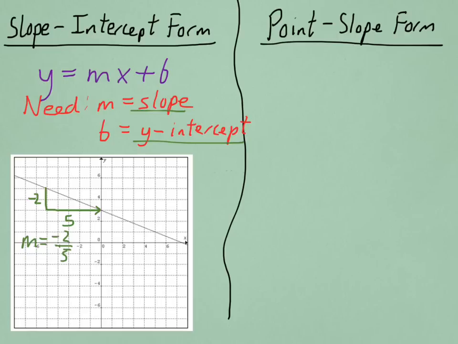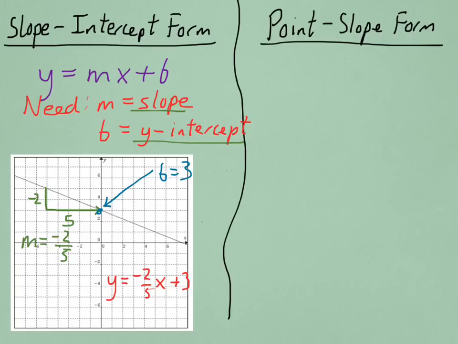The y-intercept is where the line crosses the y-axis. That's this point right here. So that would be 3. So b is 3. Therefore, the equation of this line is y equals -2/5 x plus 3. Okay, that's not too bad when you have a graph. But for most other cases, I think you'll find that point-slope form is a much more convenient form to write the equation of a line.